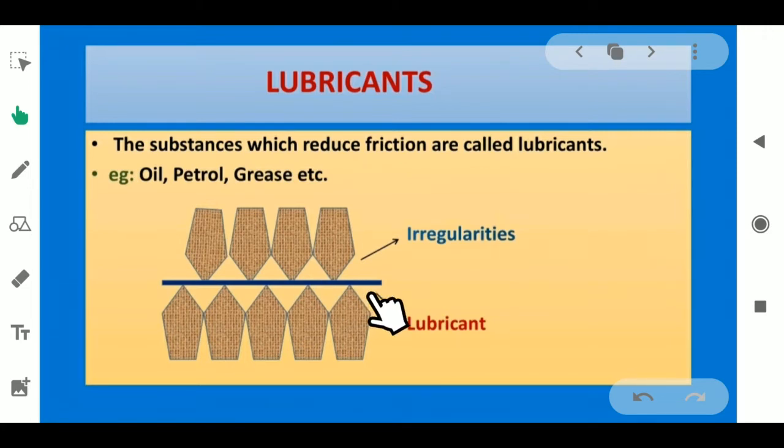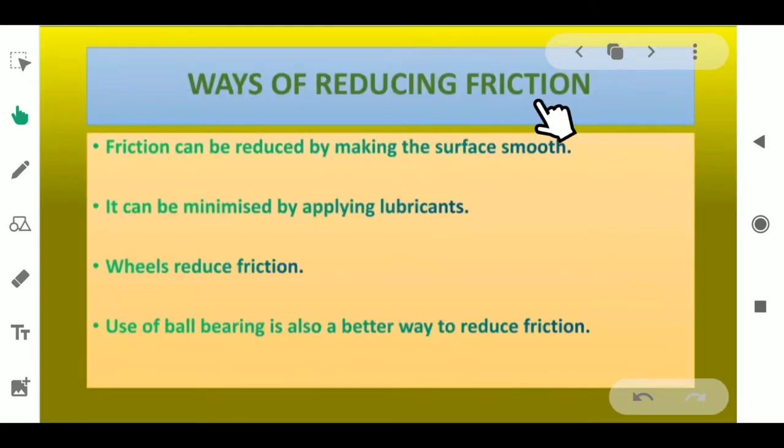Whenever you apply lubricants, the lubricant acts as a thin layer, and the moving surfaces do not directly rub against each other. Clear? In such a situation, the interlocking of the irregularities is avoided to a great extent, because the lubricant acts as a thin layer which reduces the friction. Clear?